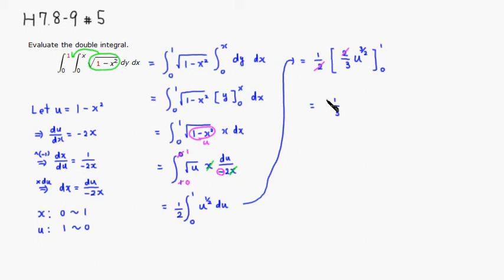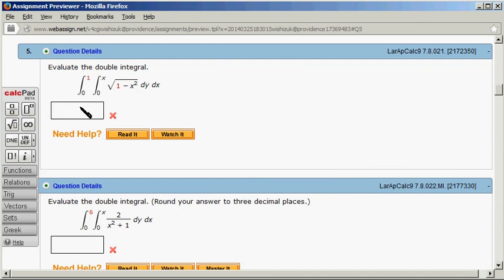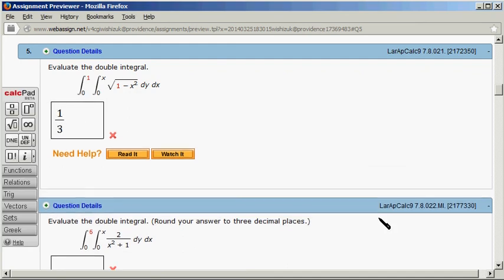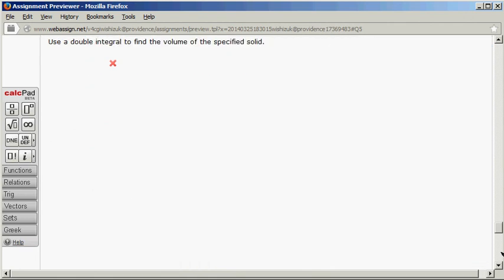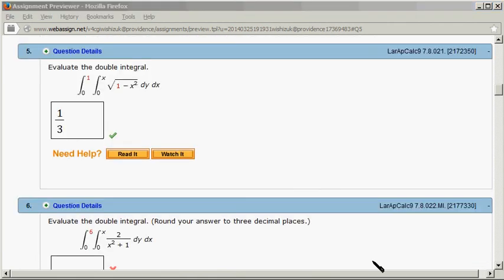So this is the value of the double integral. So let's type it in. The value we got was 1/3, so 1/3. Alright, so let's submit for testing. Alright, it came back and it looks like we got this one correctly. Alright, that's it. I hope that this was clear.